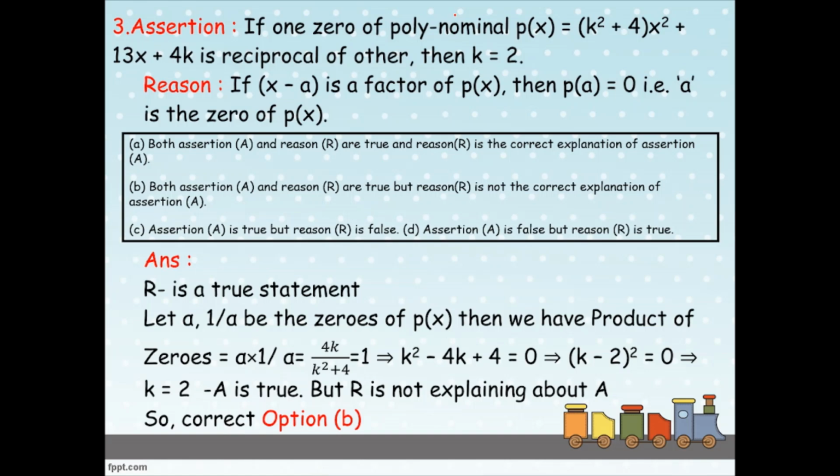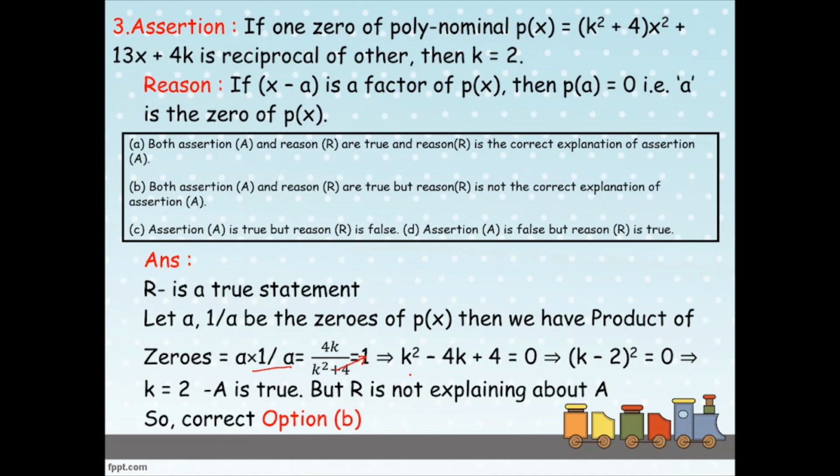Now you see the product from the given equation. It is nothing but 4k by k square plus 4. You cannot take k common from k square plus 4, just do cross multiplication because already alpha into 1 by alpha has become 1. So 4k by k square plus 4 equal to 1.